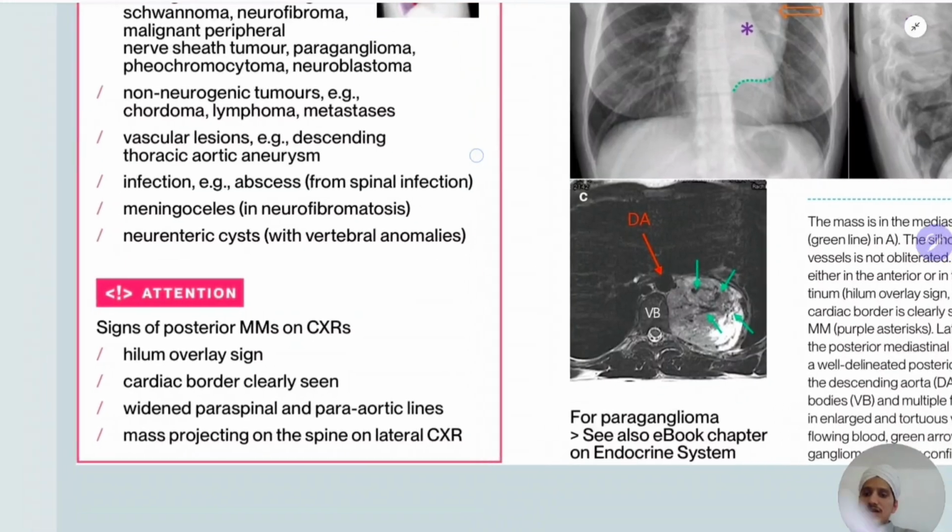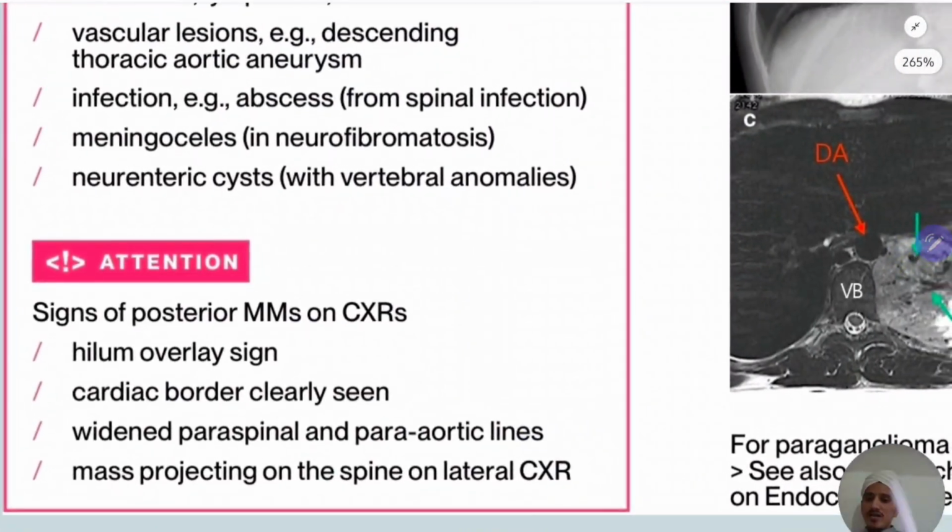So what are the signs we see in the chest X-ray in this one? You will see the hilum overlay sign. When the hilum overlay sign is present, the mass is not in the middle mediastinum. That is the hilum overlay sign. If the mass is in the middle mediastinum, the hilum overlay sign is not present. So the hilum overlay sign will be present in both anterior and posterior mediastinal masses.